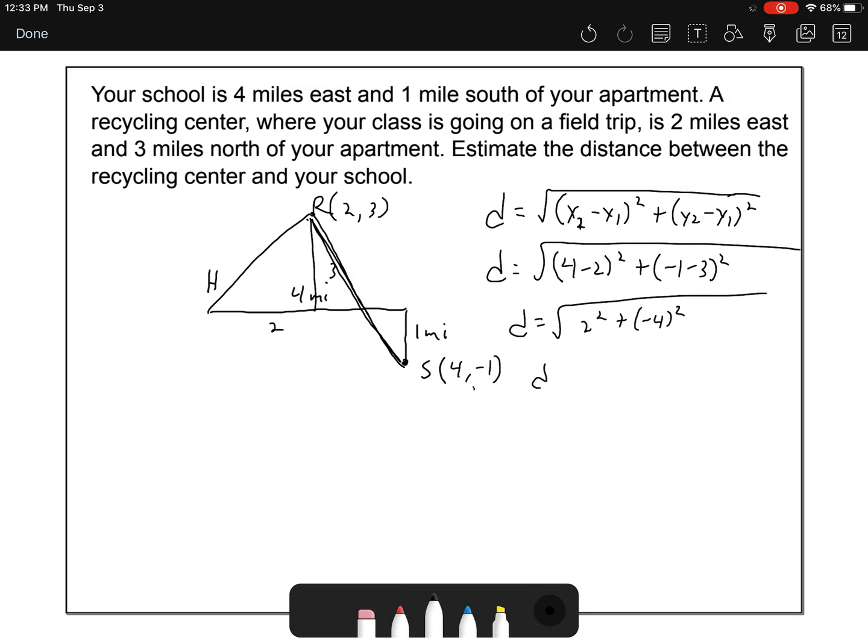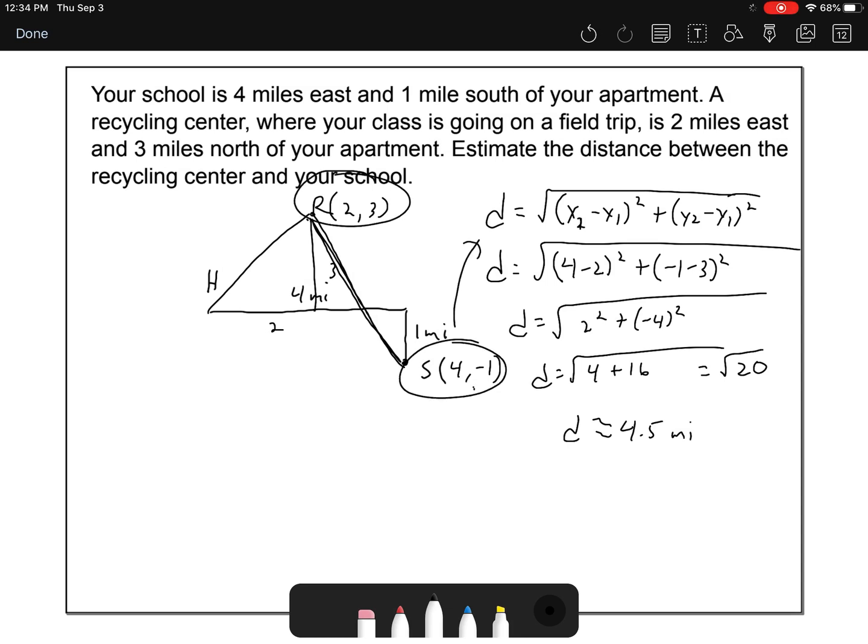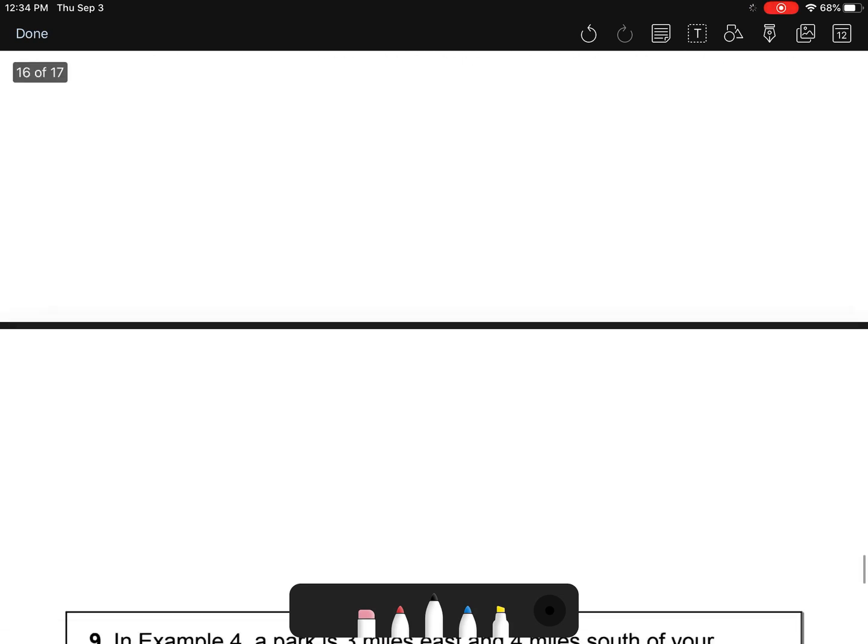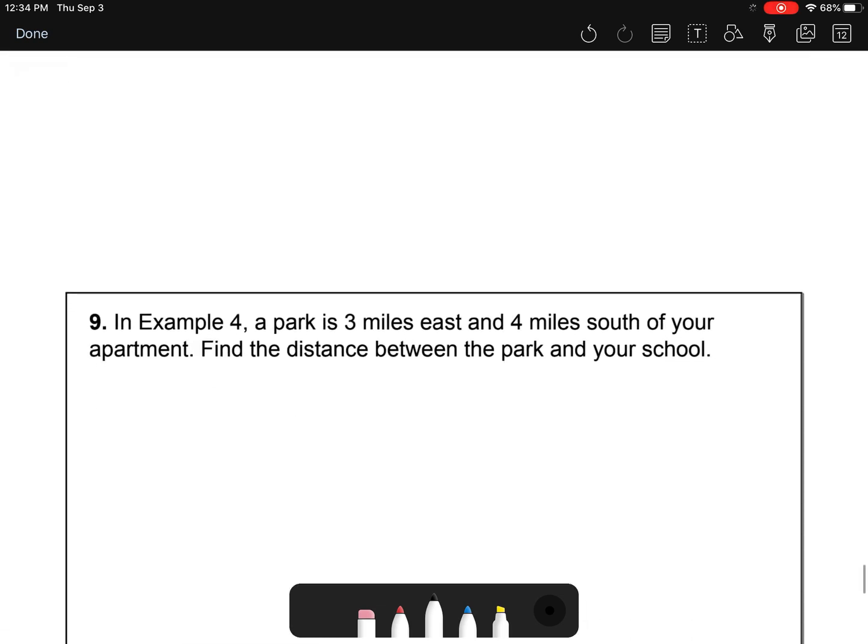So I believe that would be 2 squared plus negative 4 squared, which would be 4 plus 16, which is a square root of 20. Because when you square a negative, guys, it's always going to be positive. Well, the square root of 20 is going to be 4 point something, about 4.5 miles, 4.47. Okay? So we just used these 2 points is all we did, and we plugged them in this formula.